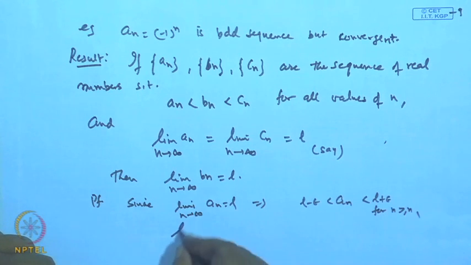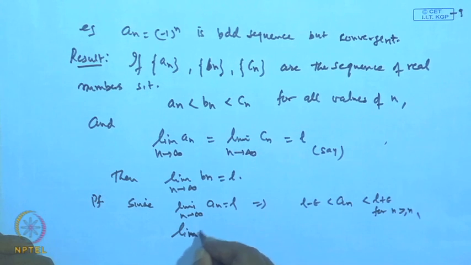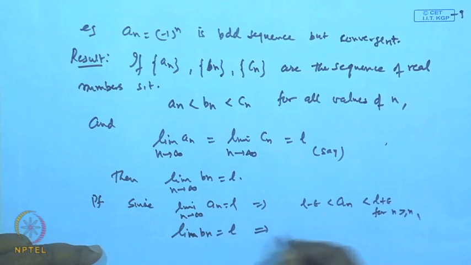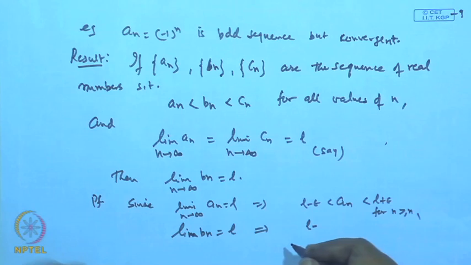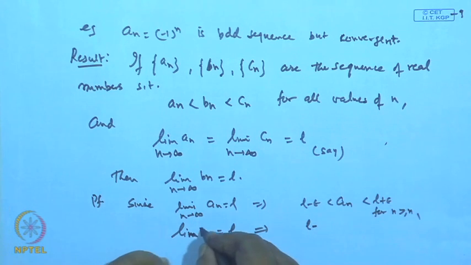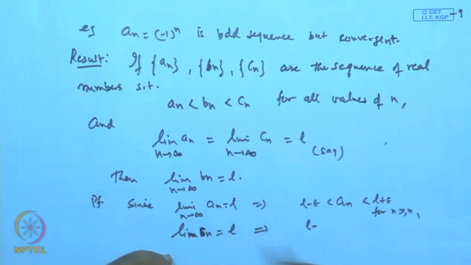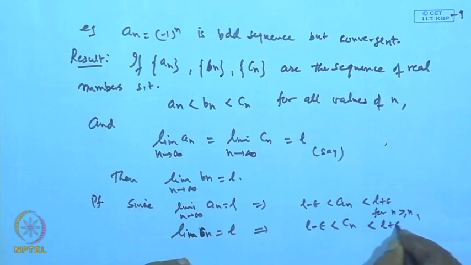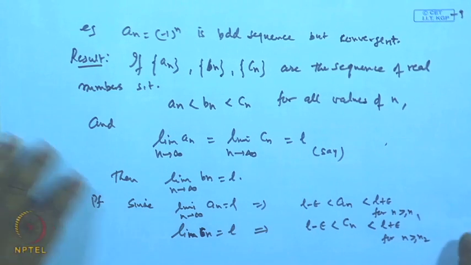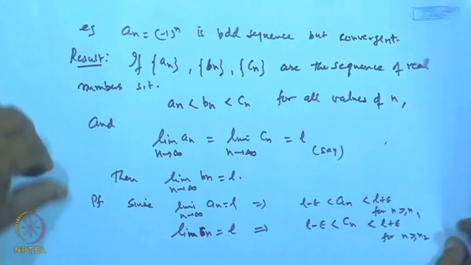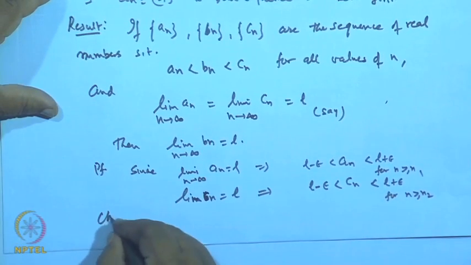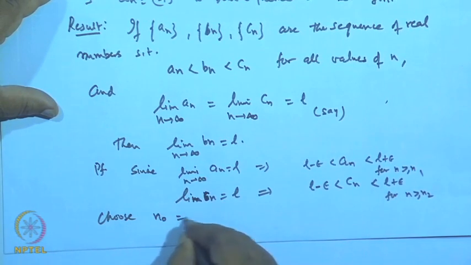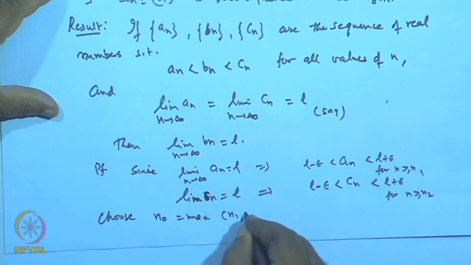Similarly, the limit of this b n is L. So, this implies that L minus epsilon, we can choose the same epsilon or a different one also, the limit of c n. So, L minus epsilon is less than c n, less than L plus epsilon for all integers n greater than or equal to n 2. Now, if I pick n greater than n 1 and n 2, choose n naught as the maximum of n 1 and n 2.